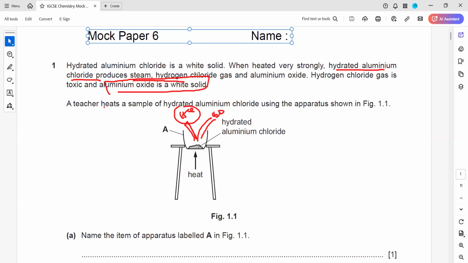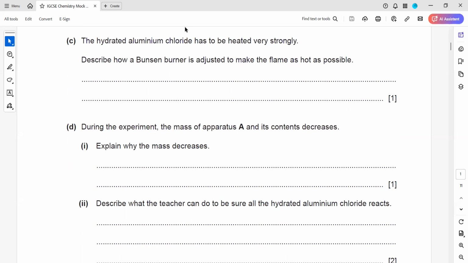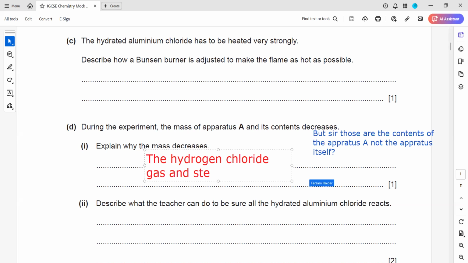So what is the answer here? Why is the mass decreasing during the experiment? Why is the mass decreasing? Because the hydrogen chloride gas and the steam, those are the contents of apparatus A, not the apparatus. So no, that is, the mass of apparatus A is decreasing.